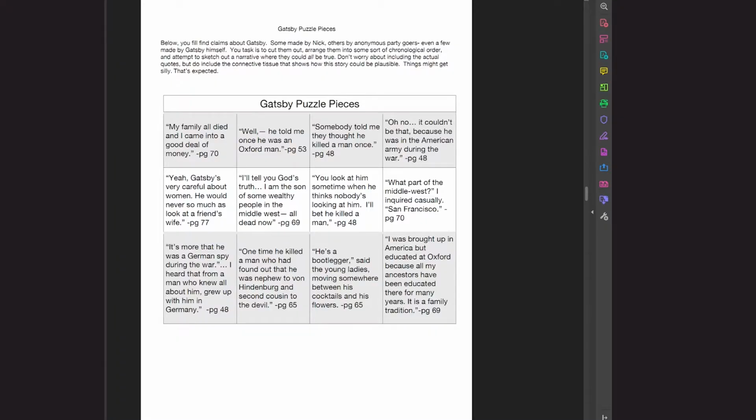Next, Gatsby puzzle pieces. This one is fun. This is a collection of claims about Gatsby that appear in the book. Students cut them out and then arrange them into some sort of chronological order, and they attempt to construct a narrative where they could all actually be true. Things get rather silly, which is the whole point.